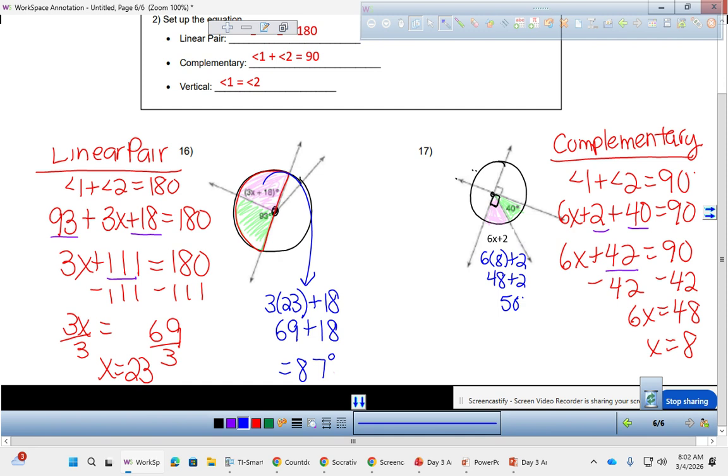All right, so we've got linear pair, that's my half circle. I'm going to add my angles up, I'm going to set them equal to 180. We've got complementary, that's my box. I'm going to add them up, I'm going to set them equal to 90.